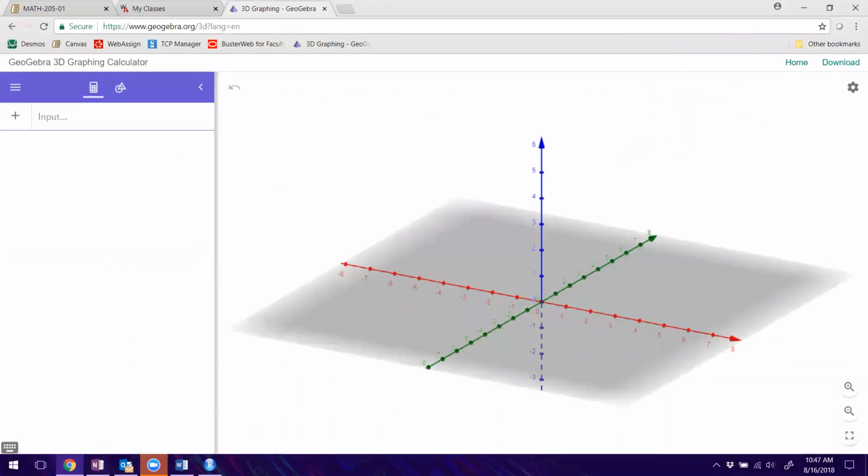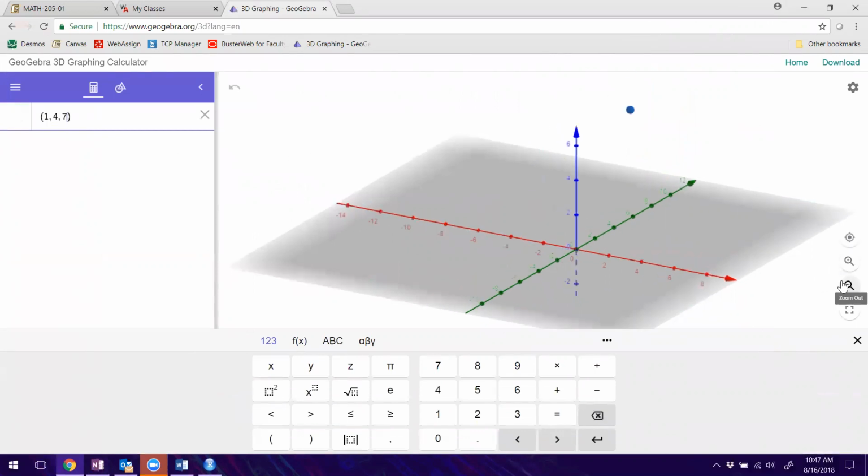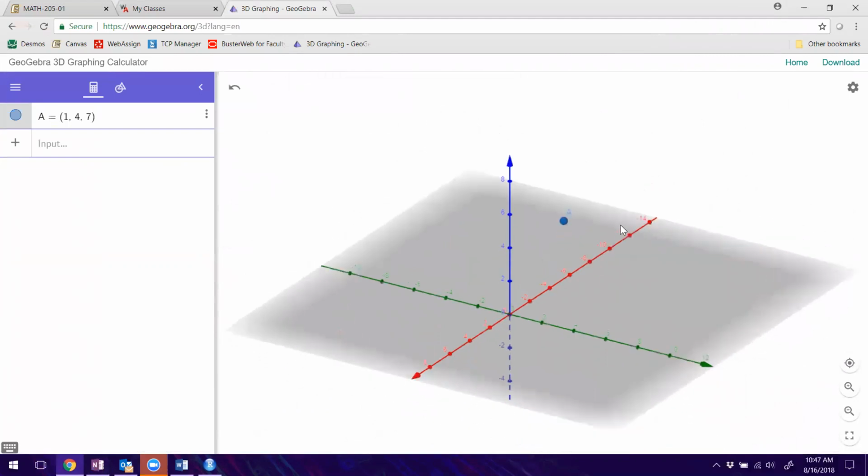So the first point is (1, 4, 7). And we just use parentheses like normal. So 1, 4, and you see that little blue dot popped up once I've got that 7. I need to zoom out a little. There we go. Okay, so let's rotate this to match up with what we have.